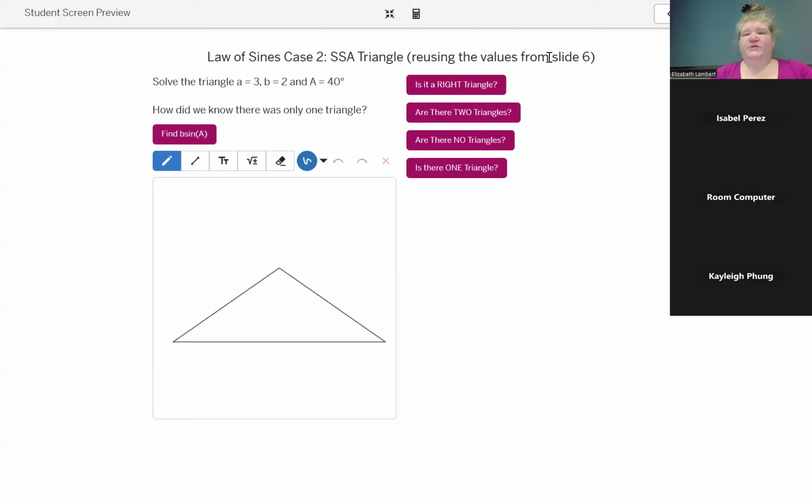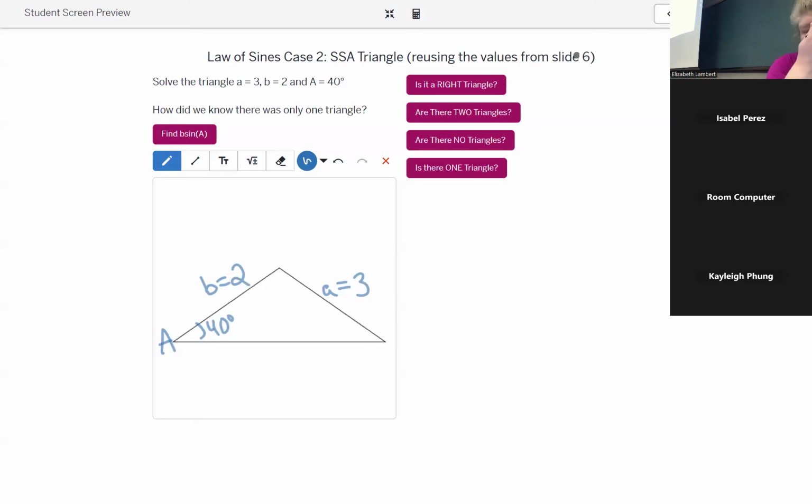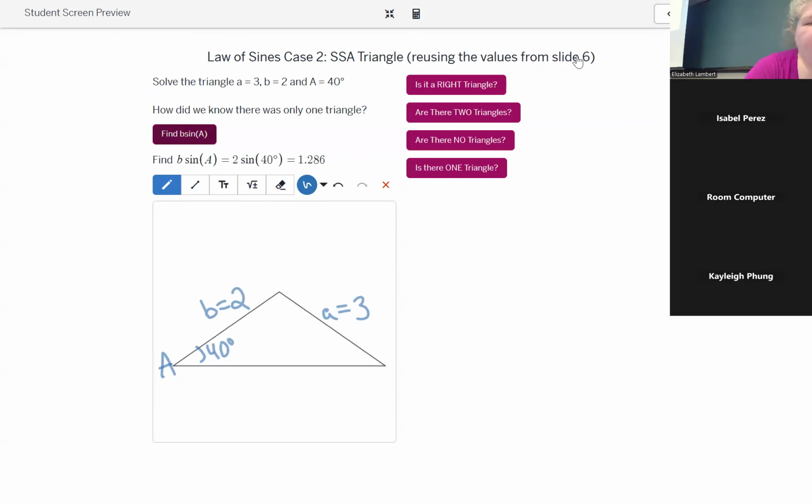So here we're reusing values from slide 6. So in slide 6, let's just sketch in those labels again. So angle A here is 40 degrees. Side A is 3. And side B is 2. So remember when I first labeled this, I usually put B here on the diagonal left side. I do that because this is how we normally see the ASA setup. It's angle and then the two diagonals are the sides. So B sine A is 2 times the sine of 40. So we get 1.286.